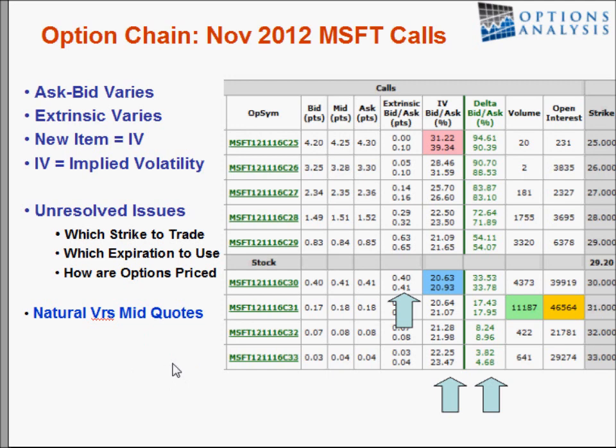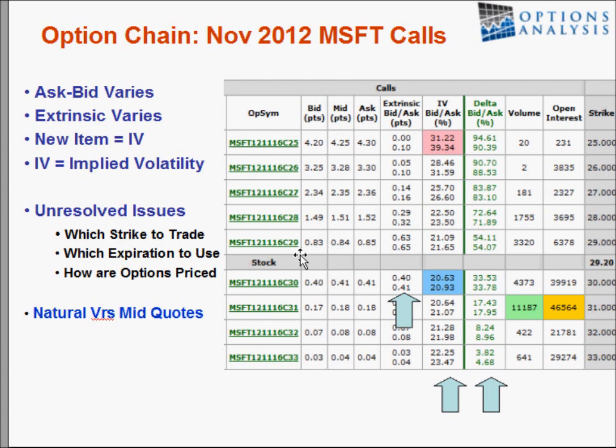When you look at websites, you will discover something called an option chain. An option chain is nothing but a table showing you all the different types of calls and puts that are occurring for your stock. This is an example of an option chain for November 2012 Microsoft call options. The option chain is ordered, in this case from 25 to 33, top to bottom. The stock is at 29.2. The strikes are 29, 28, and 27.